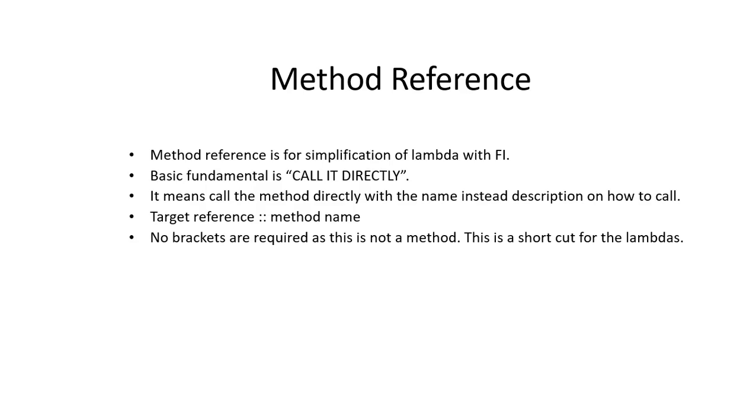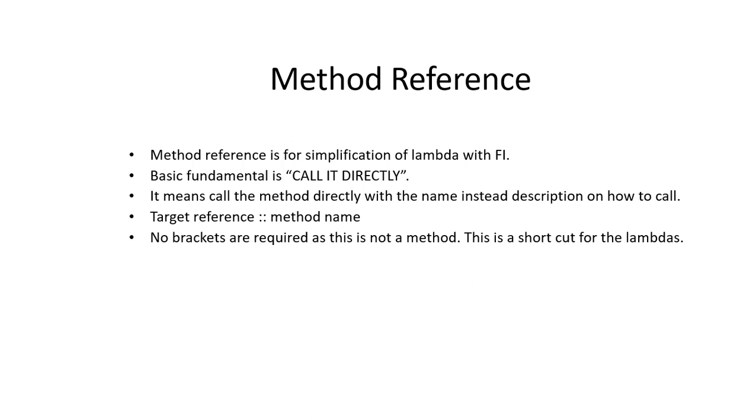Method reference can be seen as a shorthand for lambdas, calling only a specific method. Normally we call it a shortcut for lambdas. It gives the power to call a method directly. If a method is written for a functional interface in some class, you can call this method directly. It is best to refer to the method by name rather than by the description or how to call it.